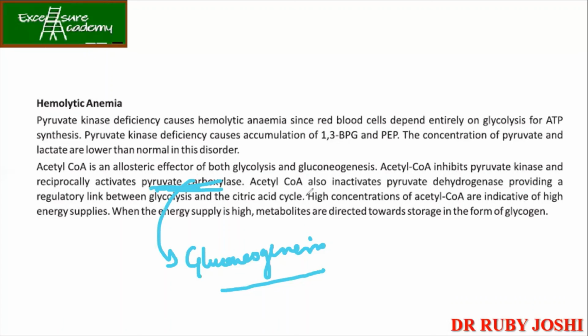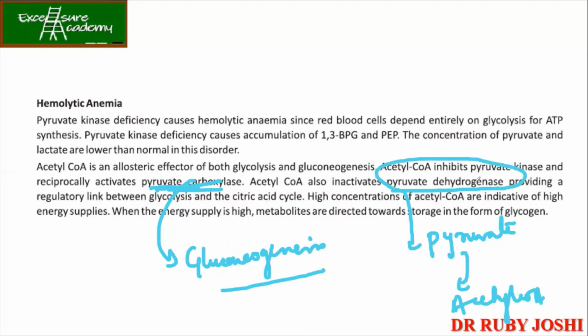Acetyl CoA also inactivates pyruvate dehydrogenase, providing a regulatory link between glycolysis and the citric acid cycle. Now, what does pyruvate dehydrogenase do? After glycolysis, at the end, we get pyruvate, right? Pyruvate will give you acetyl CoA with the help of pyruvate dehydrogenase. In the next lecture, we'll discuss pyruvate dehydrogenase because it is very vast. It is again made up of around 3 to 4 subunits.